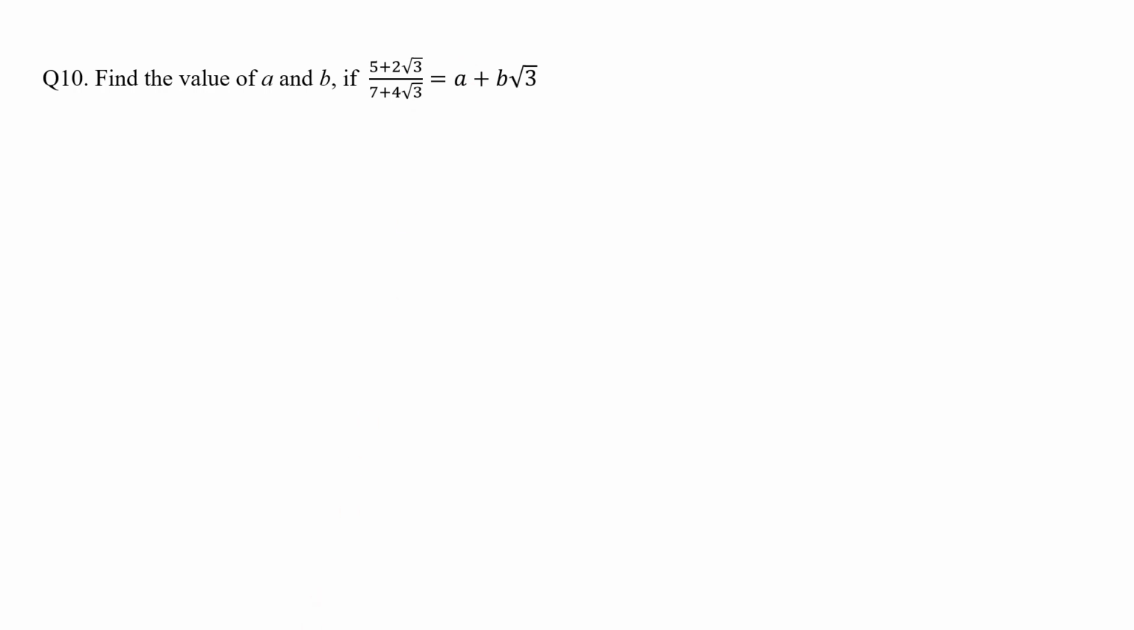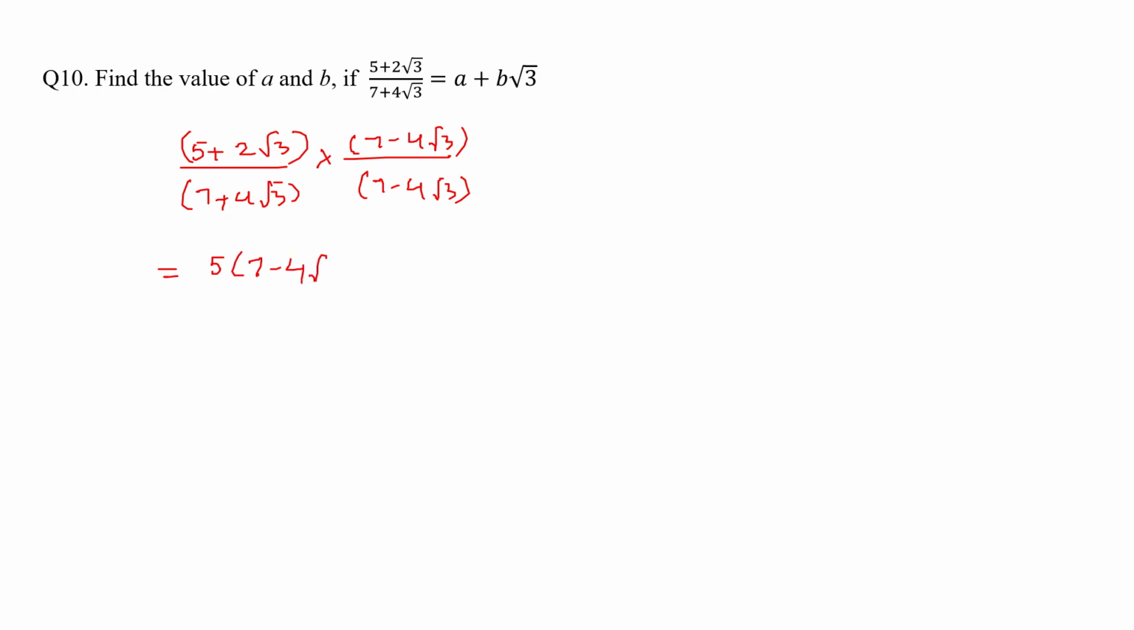That should be your first step. So I'm going to rationalize this: (5 + 2√3) / (7 + 4√3), multiplied by (7 − 4√3) / (7 − 4√3). Okay. Now let's multiply. So 5 times (7 − 4√3) plus 2√3 times (7 − 4√3).